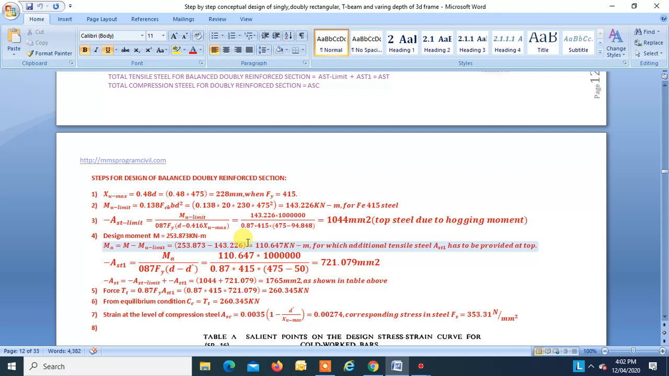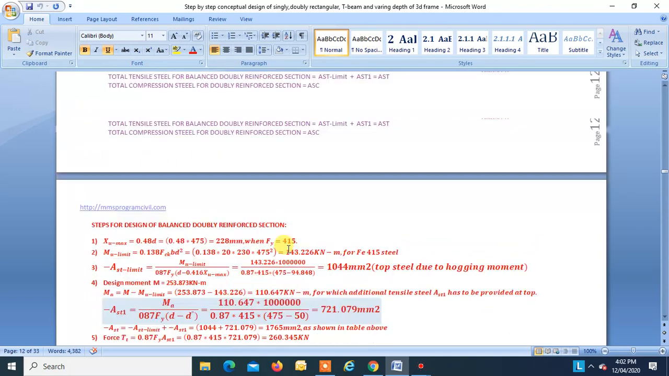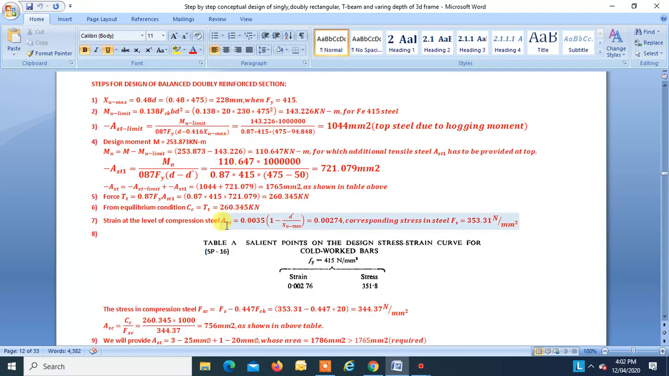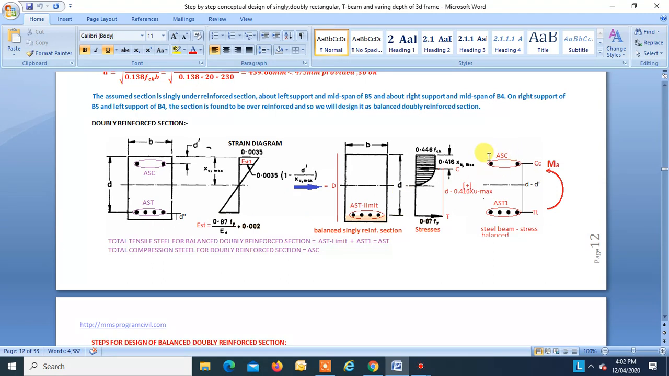Now we have to find ASC. Okay, we have to find ASC, right? So first we will find force TT. We know AST1. Okay, 0.87 Fy into AST1 is equal to TT. So TT is found to be 260.345. Now from equilibrium CC is equal to TT. So CC is equal to 260.345.